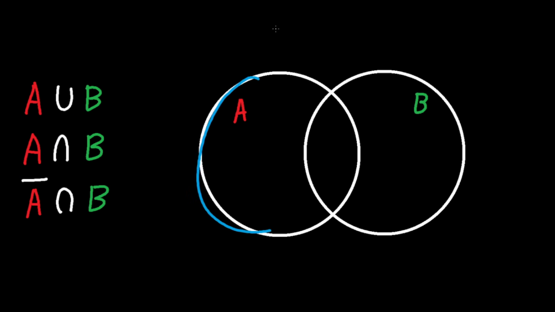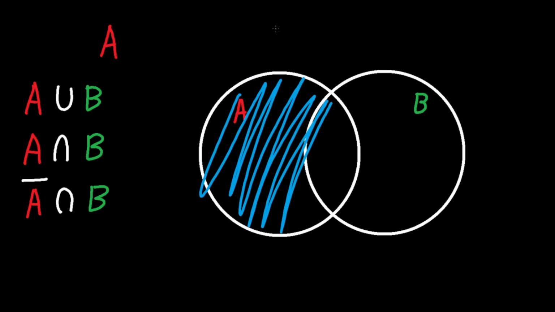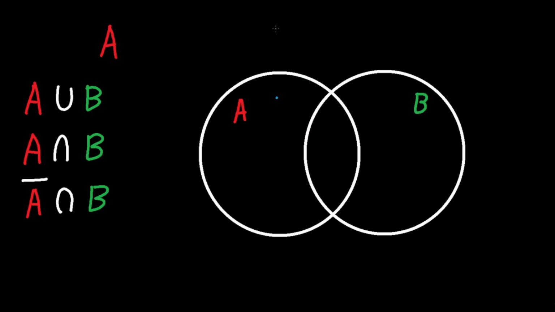Well, this entire circle stands for A. So, if we just want to model A, then we just need to shade in all of A, right? Including this middle part, right? And if we wanted to model B, or show what B looks like on this Venn diagram, then we would shade in the entire circle that represents B.